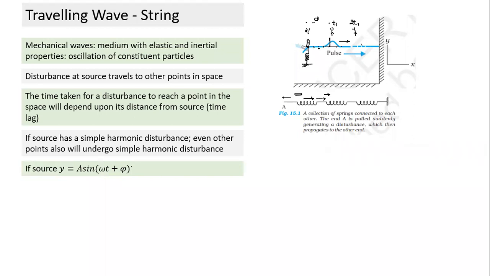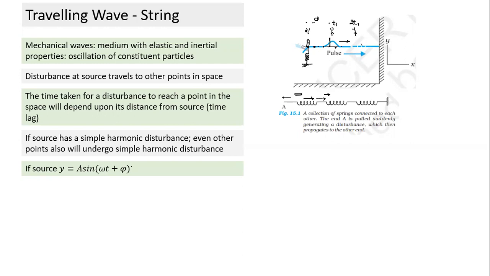And when you have SHM motion, there are three elements we use to define it: the amplitude of the SHM motion, the angular frequency, and the phase constant. So in this case, what will happen? Can we write a similar equation for another particle on the string? We can. The omega will be the same, because omega depends on the frequency of the source.